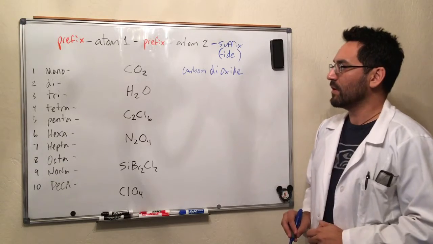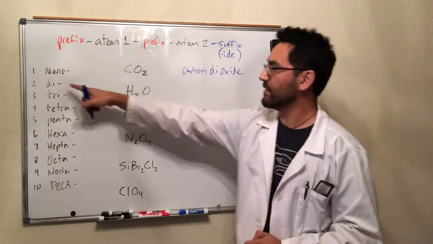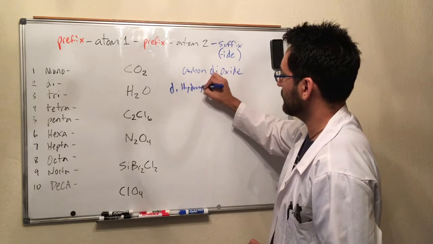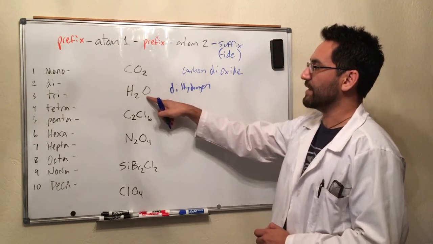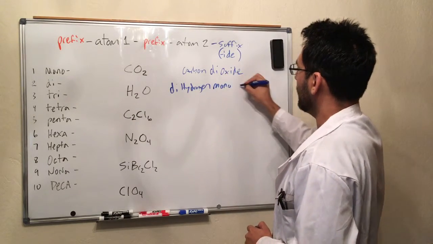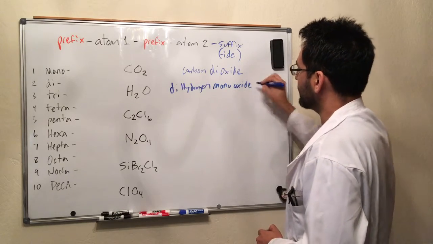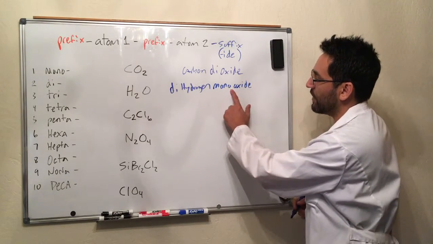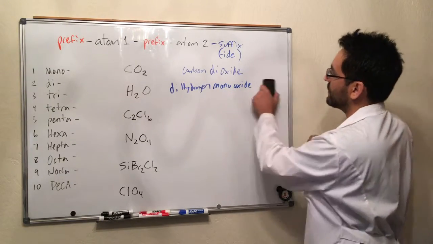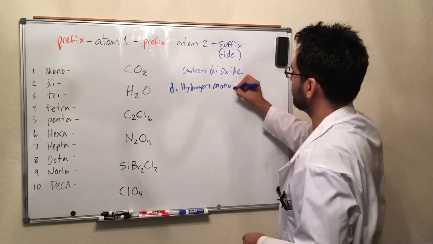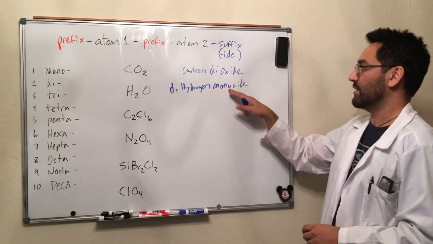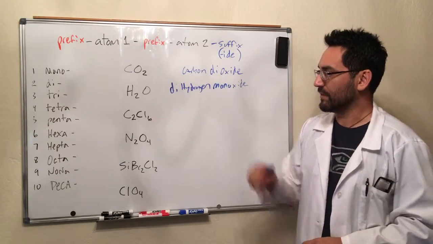What about this one? Well, we've got two hydrogens, so it'd be dihydrogen. And then here we have one oxygen, so it'd be mono-oxide. Now here's another rule. When mono and oxide meet and both have an o, we can actually just shorten this to monoxide. Okay, so dihydrogen monoxide.